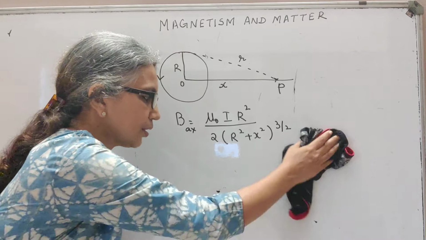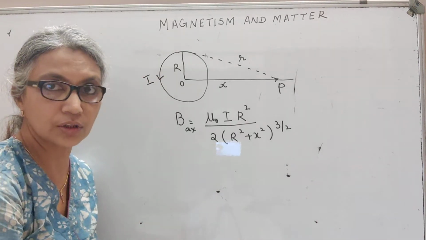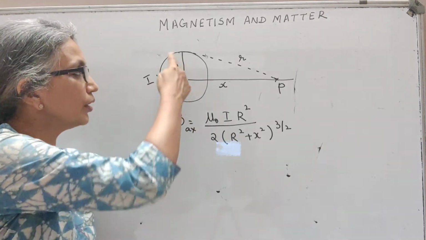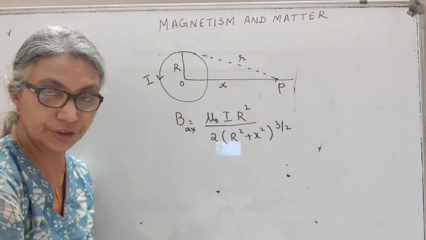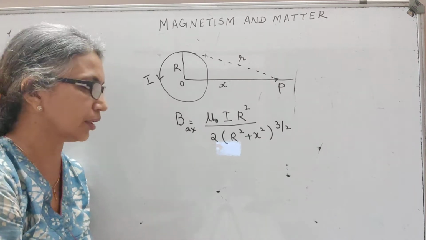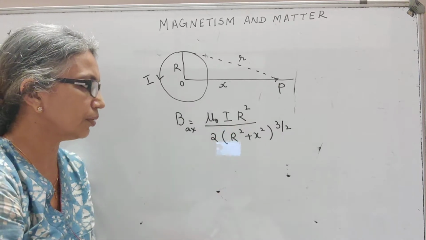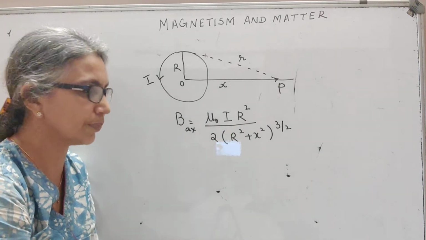Now this chapter, Magnetism and Matter, starts with the first topic, which is asking you to prove or show that a circular loop like this carrying current is a magnetic dipole. We already know it, but you need to prove and show that it is behaving like a magnetic dipole. So I've taken this formula, mu 0 I r square by 2 into (r square plus x square) the whole raised to 3 by 2.